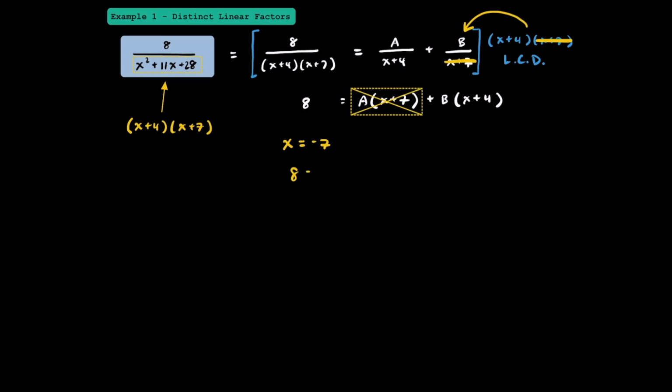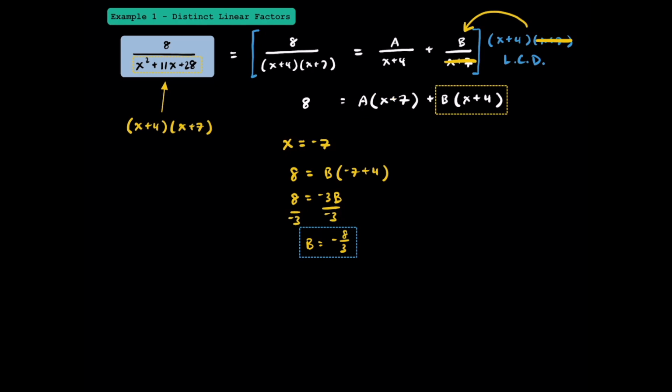We're going to be left with 8 equals B times the quantity of negative 7 plus 4. Negative 7 plus 4 is negative 3, so we'll have 8 is equal to negative 3B. Dividing both sides by negative 3 here, we're going to find that B is equal to negative 8/3. Let's hold on to this for a second.